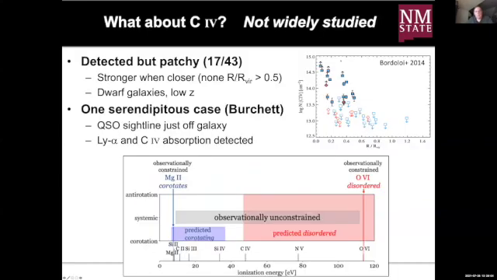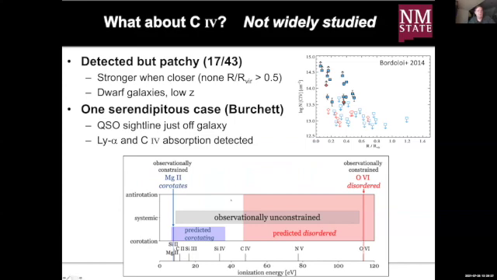What about carbon-4? Well, that's not very widely studied. Vorloy did some work and found that there are some systems, but he used dwarf galaxies in the study. Joe Burchett, who's my deputy advisor, found a case, but it was serendipitously found. So basically, it has not been widely studied.